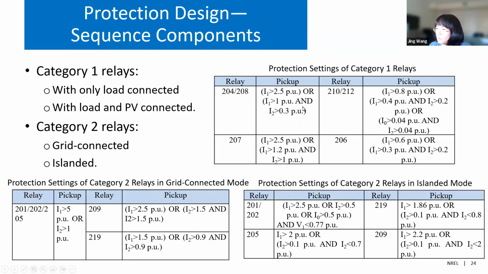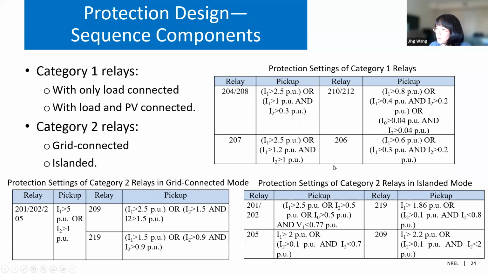And for the unbalanced fault, we have another. If an unbalanced fault happens, the relay sees the positive sequence is bigger than 1 PU and the negative sequence is bigger than 0.3 PU, so it will trip. If this condition matches, it will trip. This is used to detect the unbalanced fault.